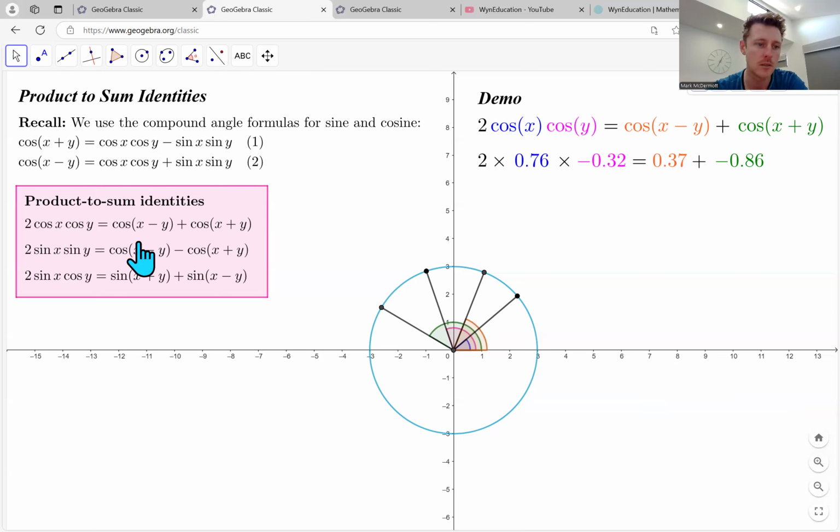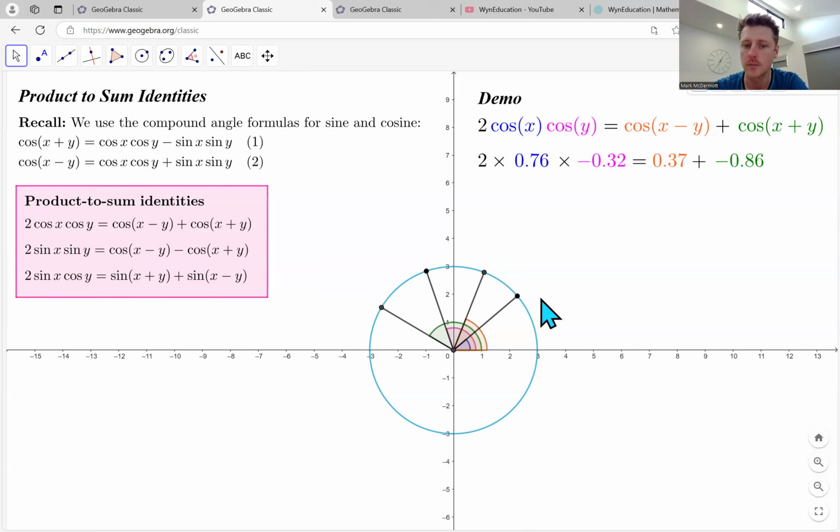Now, similarly, the other two product to sum identities can be found using the other compound angle formula, but it's pretty much the same logic, so we won't bother doing it. The other thing I'll just mention is that, yeah, product to sum. We can see that we've got a product of two trig functions, cos x multiplied by cos y, and it gives us this, which is now the sum. And what I wanted to do as well is do a demo.